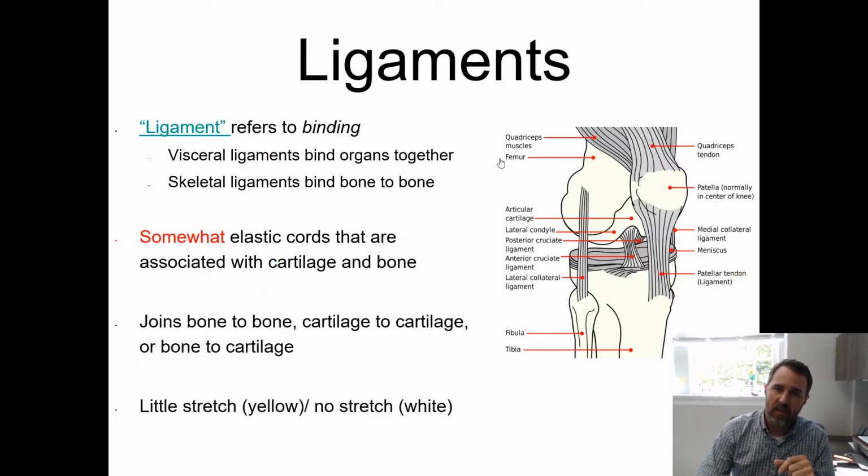Ligaments. Ligaments don't connect to muscle. Ligaments join bone to bone, cartilage to cartilage, or bone to cartilage. So your ligaments bind your skeleton together, bind your body together. Your visceral ligaments bind your organs together. These are floating around in your soft tissue. Your skeletal ligaments, which are the ones that we're mostly going to be talking about, bind your bones to one another.